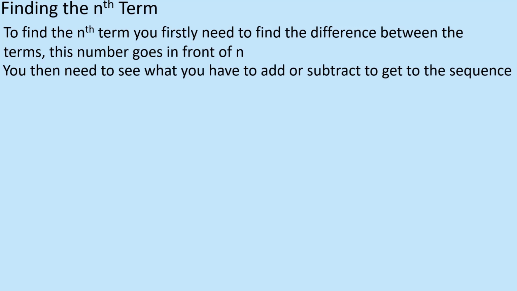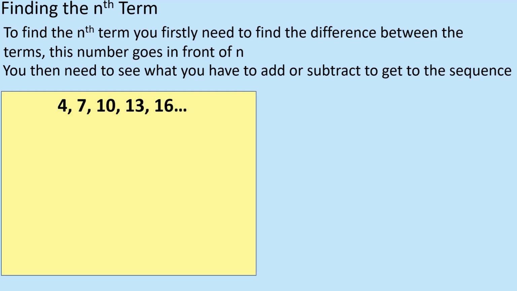You then need to see what you have to add or subtract to get to the sequence. That doesn't make much sense without looking at a set of numbers, so let's have a look. What we've got is 4, 7, 10, 13, and 16. Looking at that sequence, I'm hoping you can spot the pattern: it goes up in threes. If you think about your 3 times table, it'd be 3, 6, 9, 12, and 15. So this is not quite your 3 times table, but it's similar. But we can say for certain it goes up in threes.